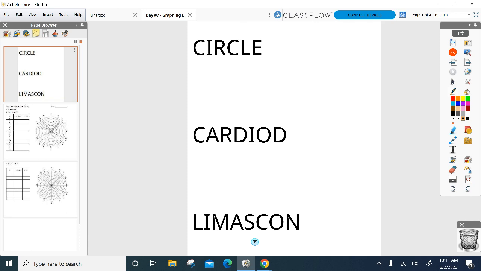So we've graphed 3 so far. First, a circle, which could be what? R equals basically any number. That could be any number. Or it could look like this: R equals 3 cosine or sine theta, just a number multiplied by sine and cosine. You know that's going to be a circle.